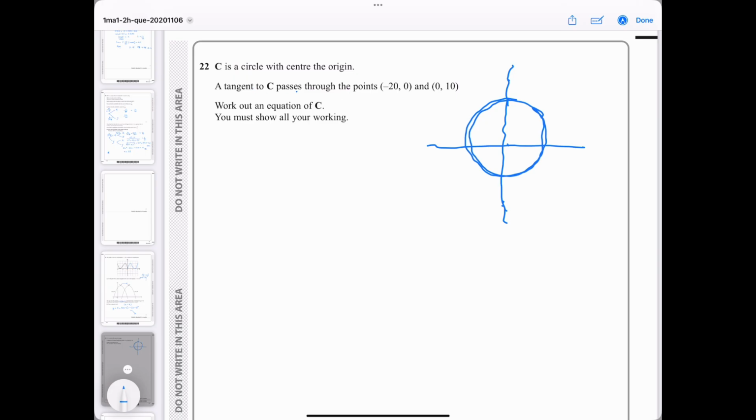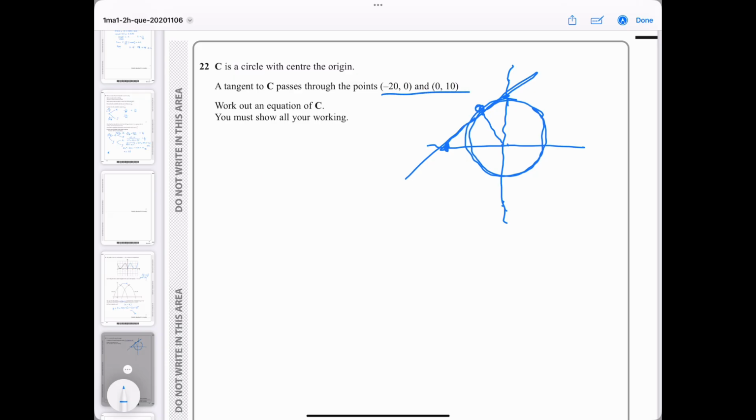Anyway, a tangent to C passes through the points (minus 20, 0), so let's say that's there, and (0, 10). This isn't great, but there we go. So that's going that way. Work out the equation of C, and you must show all the working. Okay, so we can do this. What we can do is work out what that point there is, and then we can go like that, and that'll tell us what the radius is and various other things.